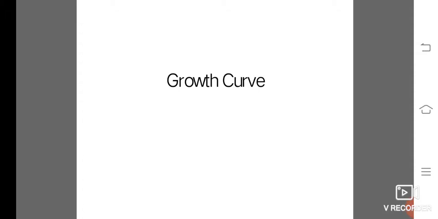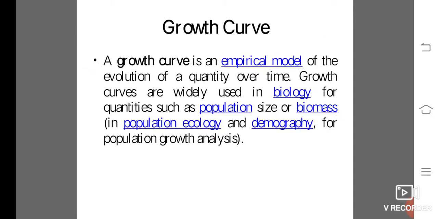Hello everyone. In today's video we will see what is growth curve. A growth curve is an empirical model of the evolution of a quantity over time. Growth curves are widely used in biology for quantities such as population size or biomass for population growth analysis.